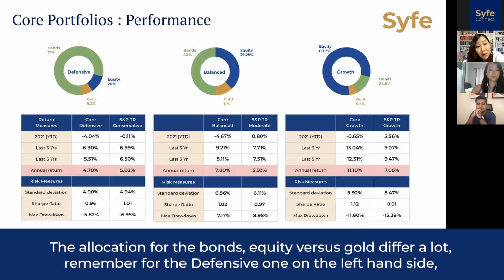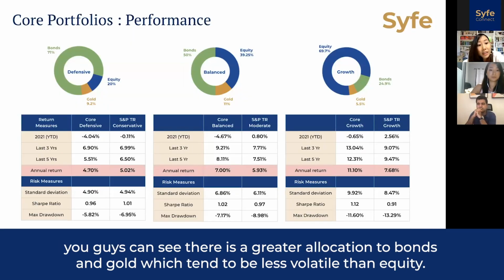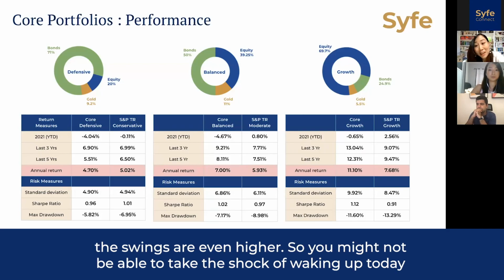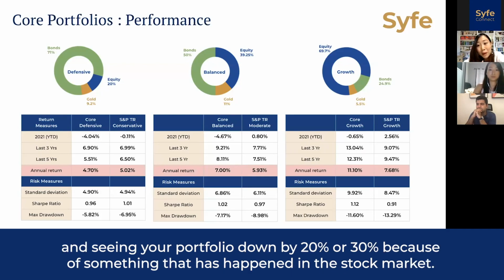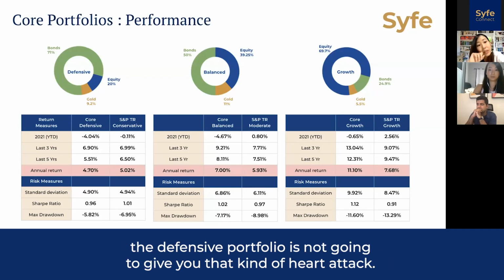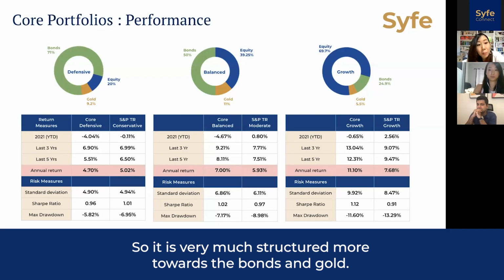Remember, for the defensive one on the left-hand side, you can see there is a greater allocation to bonds and gold, which tend to be less volatile than equities. And we've seen stock prices go up and down, huge swings, right? If you invested in the smaller market cap stocks, the swings are even higher. So you might not be able to take the shock of waking up today, seeing your portfolio down by maybe 20% or even 15-30% because of something that has happened in the stock market, or even then 2 days later it goes up by another 10%, right? So it's very volatile, and if you can't take that, then in this case the defensive portfolio is not going to give you that kind of heart attack. So it's very much structured more towards the bonds and gold.